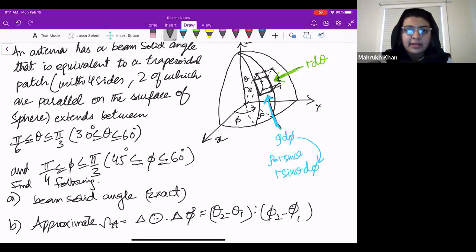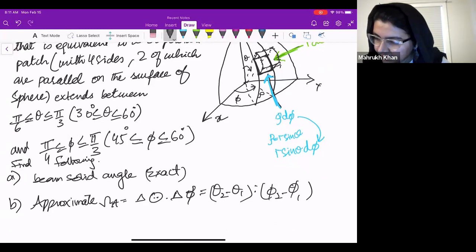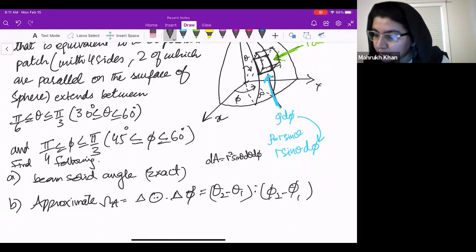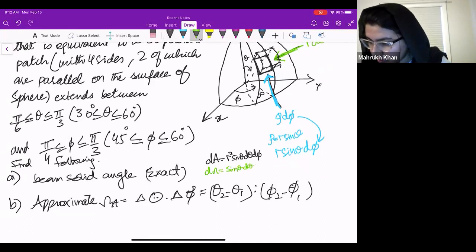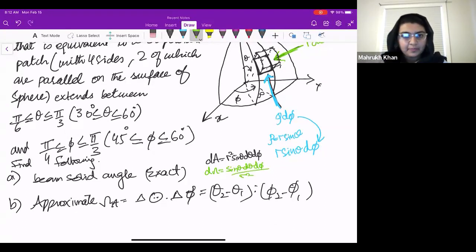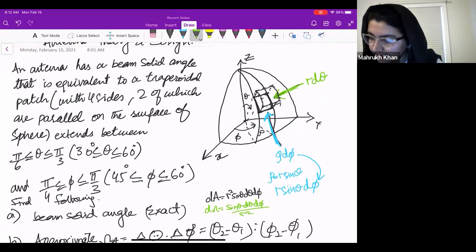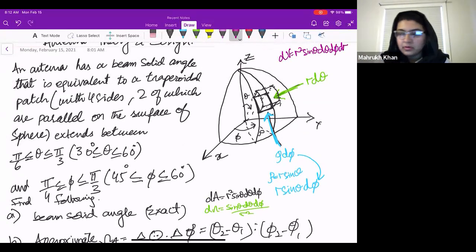Right now it is an area element, like you are defining this as dA equals R squared sine theta d phi, right? This is the area element, which you are saying that your beam solid angle will be. Right. If you are seeing a change in R too, then it will be that is V.